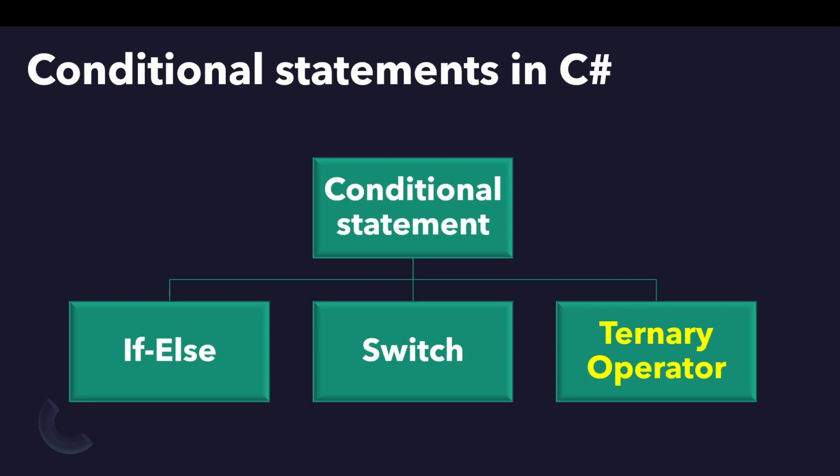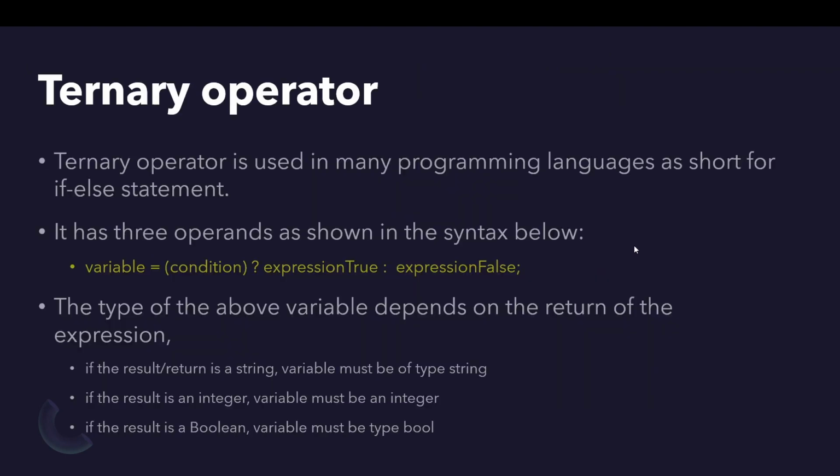This is the third tutorial on conditional statements in C#. In this video, I'm going to cover the ternary operator and how it works. The ternary operator is like short for an if-else statement, when you have two conditions and one of them will be true. It is used in many programming languages and has pretty much the same syntax in all the languages that I know.